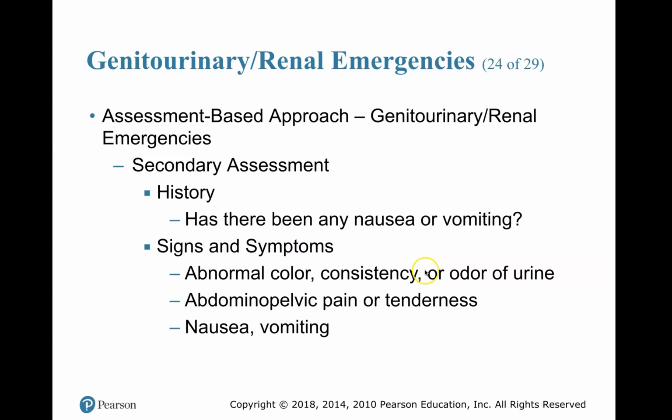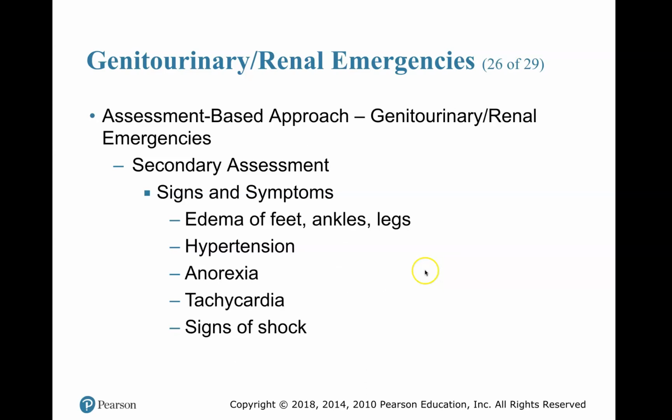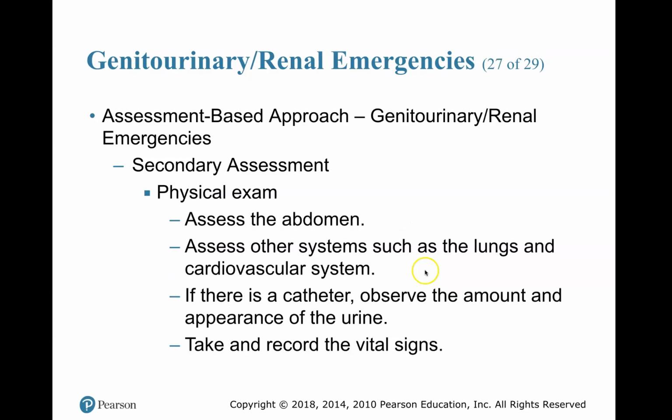Signs and symptoms of abnormal color, consistency or odor of urine, abdominal pelvic pain or tenderness, and nausea and vomiting. Fever, chills, syncope or altered mental status, pain or burning during sexual intercourse, flank, groin, or back pain, frequent or urgent need to urinate, and blood in the urine. Edema of the feet, ankles, legs, hypertension, anorexia, tachycardia, signs of shock.